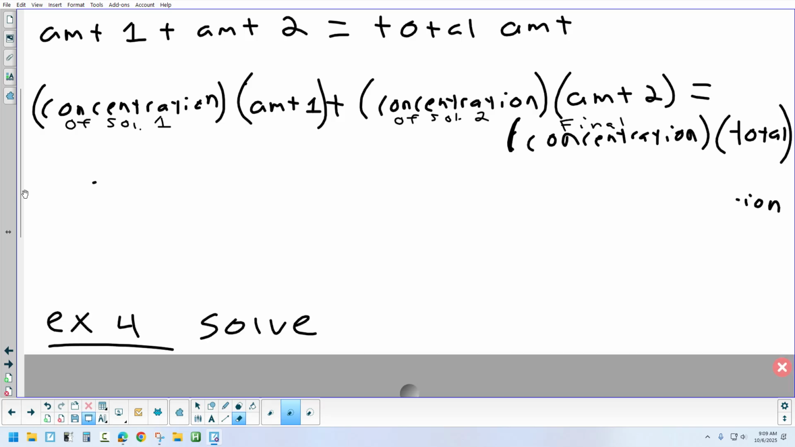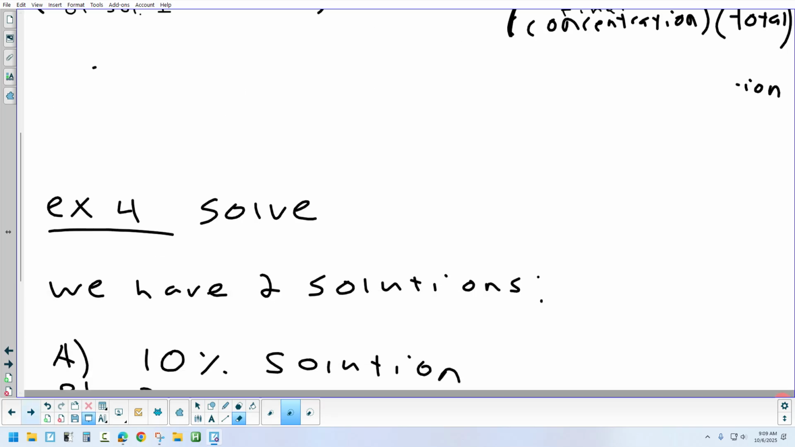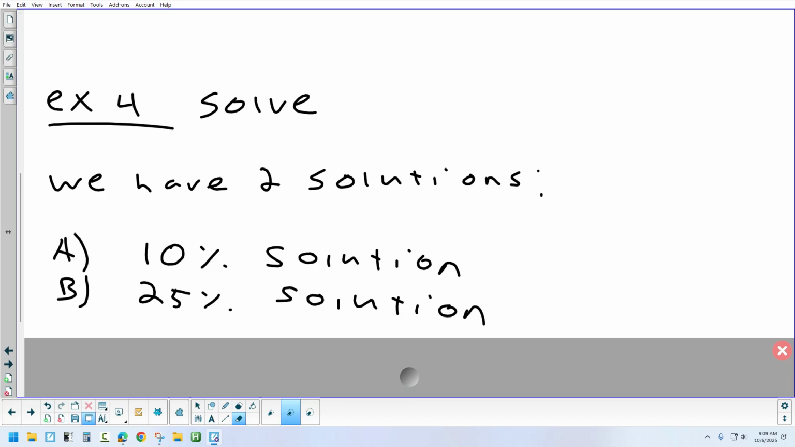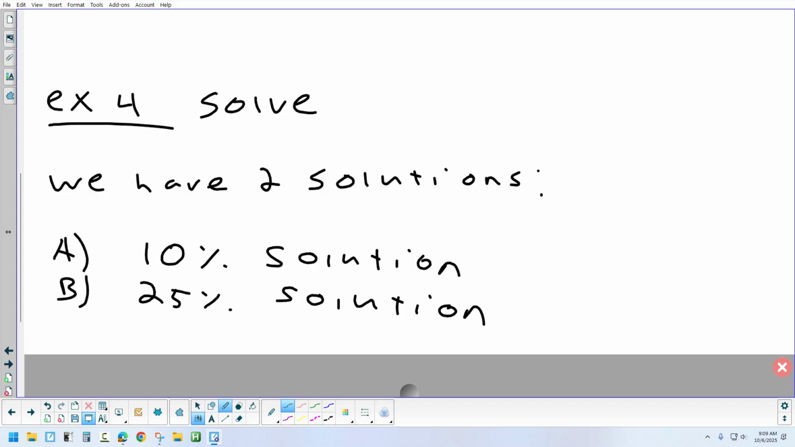Okay, so here's our problem. We've got two solutions. A and B are probably going to be the letters we want to use in this problem because they've already given us those letters. So I wouldn't switch to X and Y. I'd just use A and B. So solution A is going to be a solution that is 10%, and solution B is 25%.